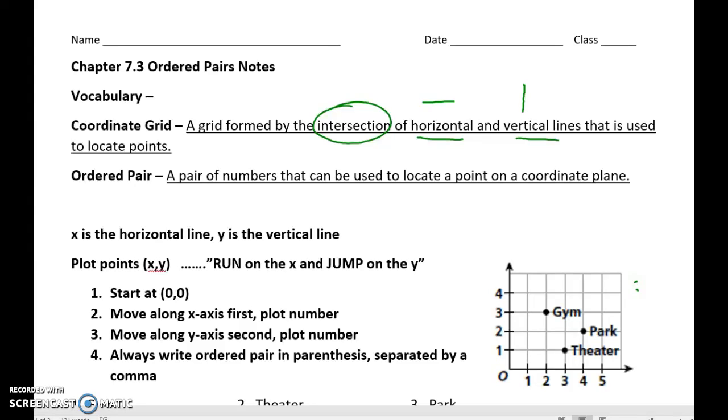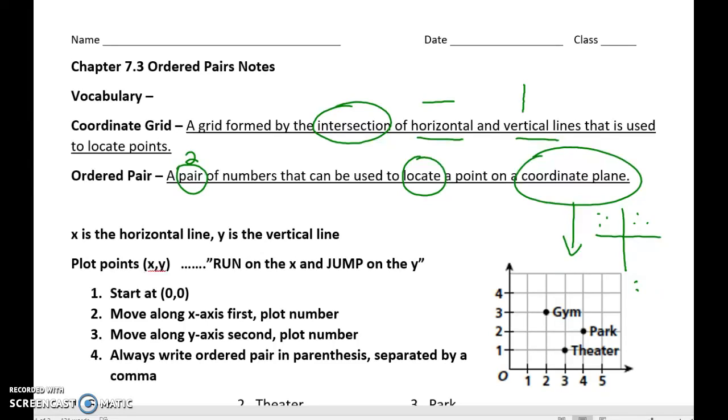Now the next vocab word is an ordered pair. It's a pair of numbers, so that means there's going to be two of them, that can be used to locate a point on this coordinate plane. And a coordinate plane is down here. A coordinate plane is going to look like you have an X and a Y across, and I can have points all over in these.